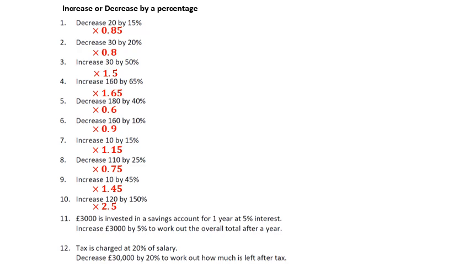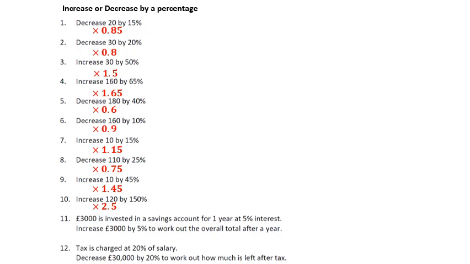Question 11 is the first one that starts to look like financial mathematics properly. £3,000 is invested in a savings account for 1 year at 5% interest. Increase £3,000 by 5% to work out the overall total after a year. That is exactly what interest means. When interest is applied to an amount of money in a bank account, or even to the amount of debt on a credit card or on an overdraft, what happens is the total amount increases by a certain amount.